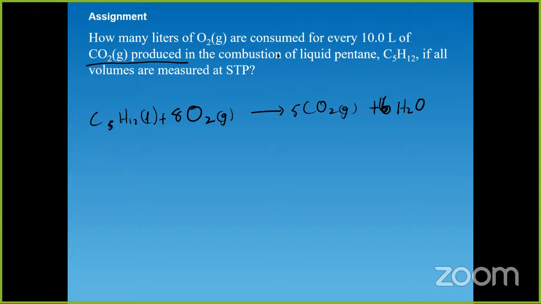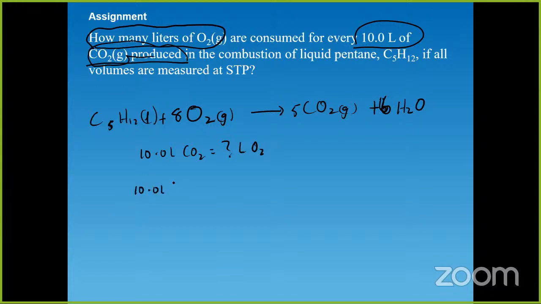Now that you have the balanced equation, look at the numbers. The question is asking how many liters of oxygen are consumed, I'm sorry, for every 10.0 liters of carbon dioxide produced. All right. So basically you're given 10.0 liters of CO2, and the question is asking how many liters of oxygen. So let's start off with the 10.0 liters of CO2. And my question is, what would be the conversion factor you would use based on the balanced equation to convert from liters of carbon dioxide to liters of oxygen?